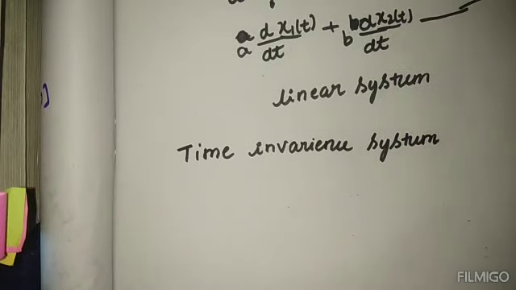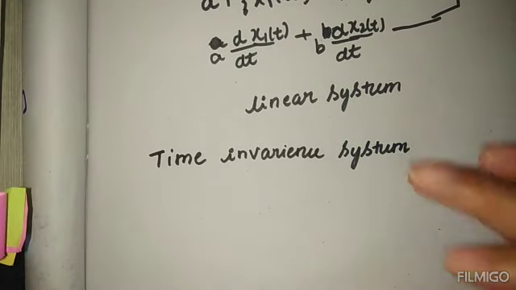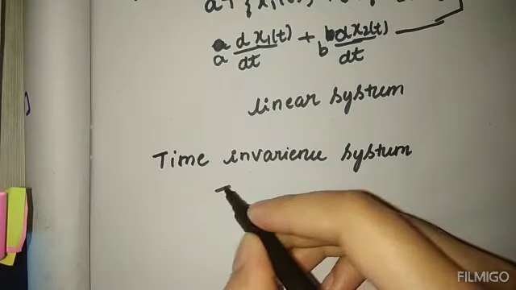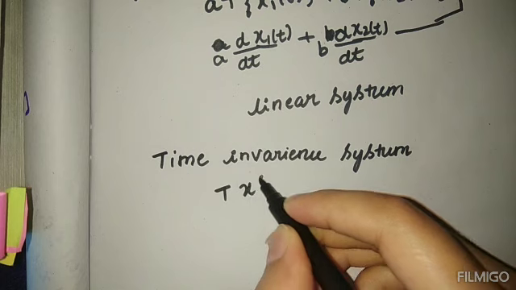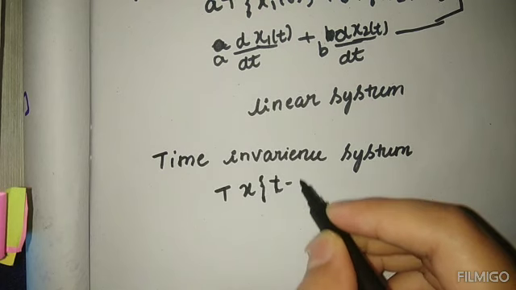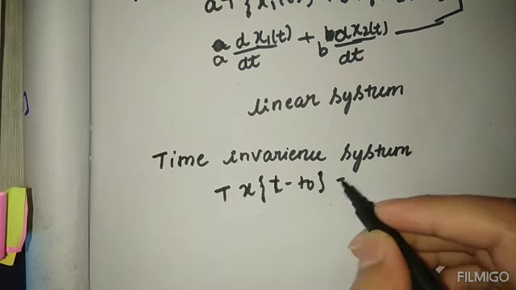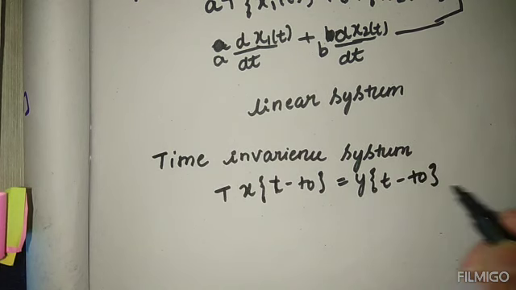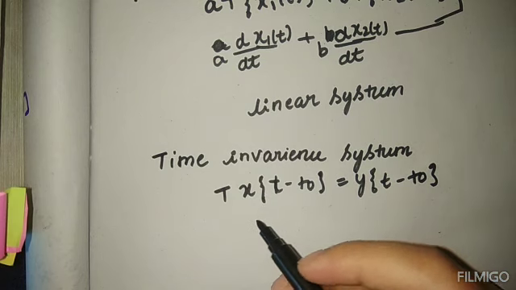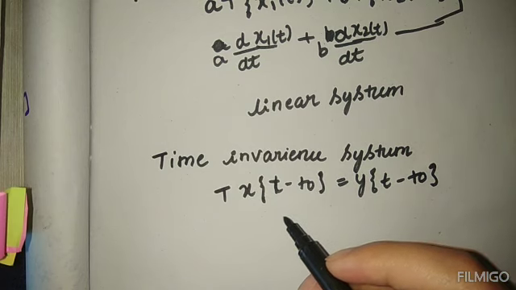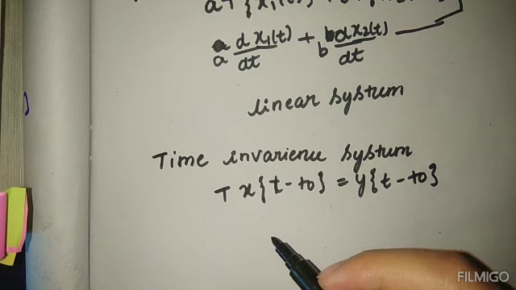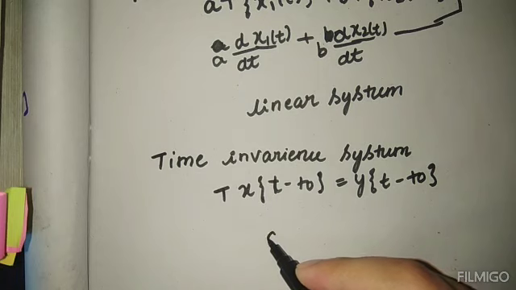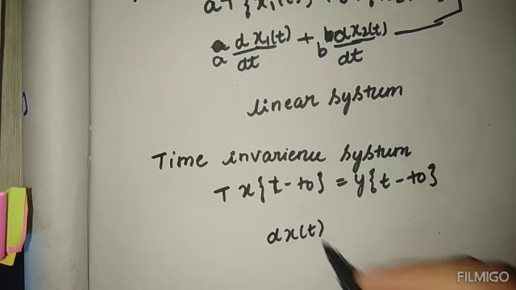So now, in the case of a time invariant system, I can say that the transformation of x of t minus t naught will be equal to y of t minus t naught, right? Y of t minus t naught, right? Yes. So now, if I consider the transformation of x of t minus t naught, what you have to do is, wherever you find t, you are going to subtract with minus t naught. So my question is dx of t by dt, right?